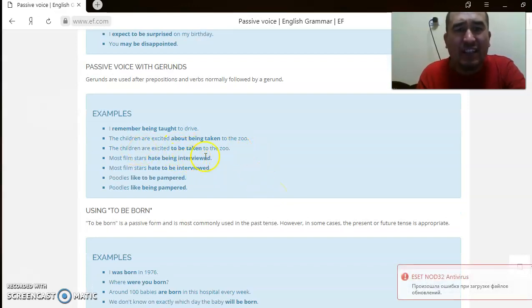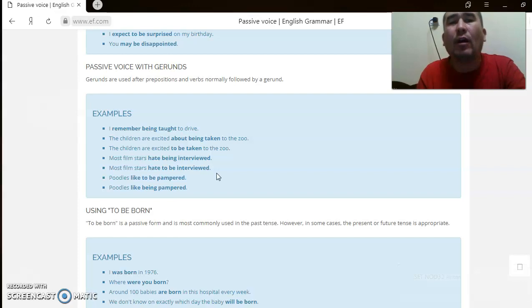The children are excited to be taken to the zoo. Also possible. Most film stars hate being interviewed, or most film stars hate to be interviewed. Because you know, hate can either be followed by a gerund or infinitive. That's why there are two versions. Also, like, love, begin, start, intend, continue can be followed either by infinitive or gerund. So you have to keep it in mind while using it.